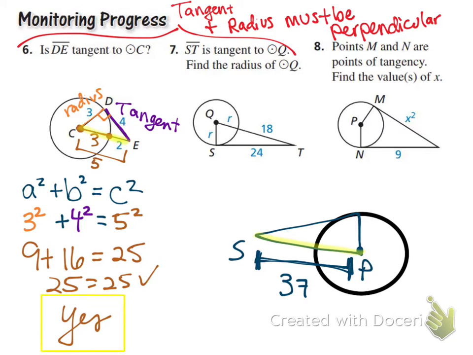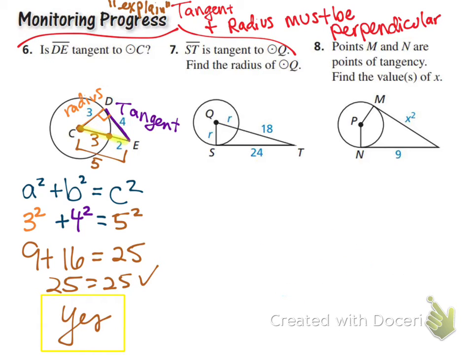And if it ever asked you to explain, your explanation is that the tangent line and the radius are perpendicular. That'd be that. All right, and the next one, ST is tangent.